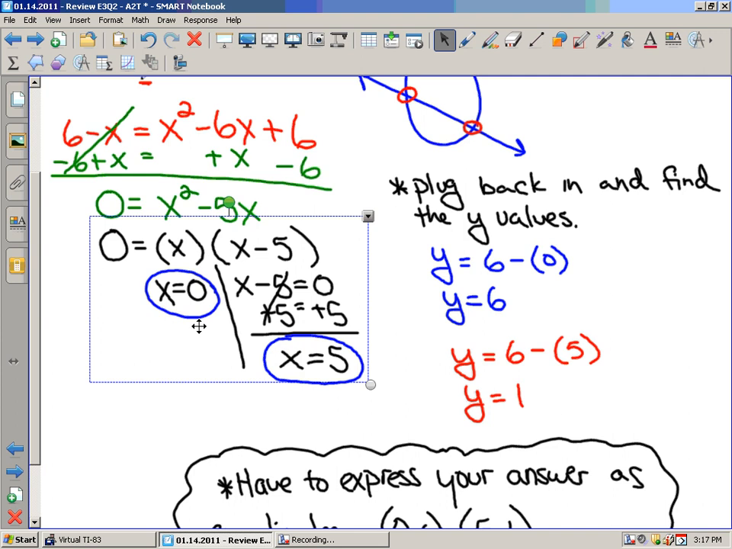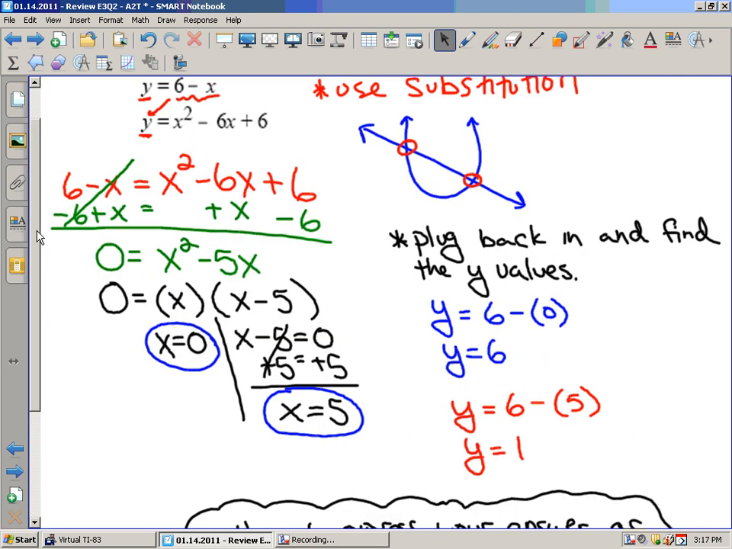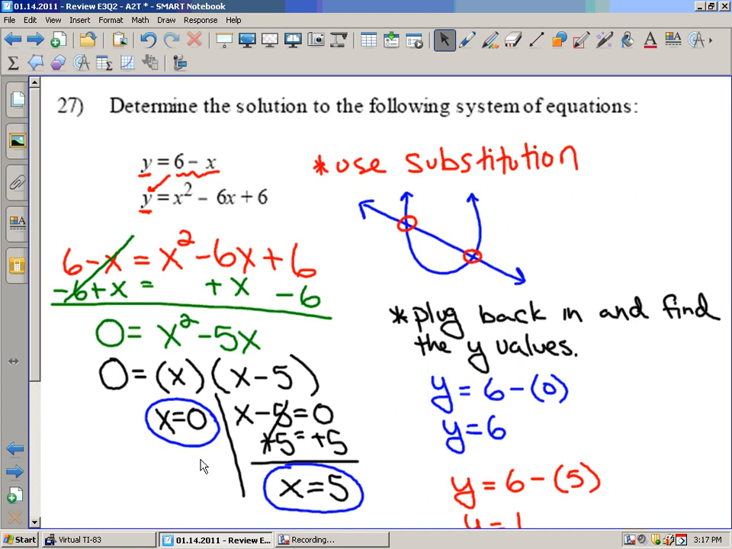Okay, so you get x is equal to 0 and x is equal to 5. There's a y coordinate that goes along with these x's. Take this x, plug it back into one of the original equations, doesn't matter which one. I happen to choose the top one because it was the easiest to plug into.